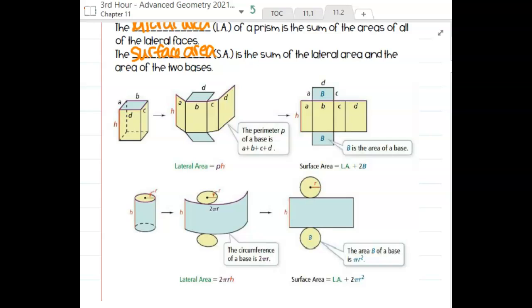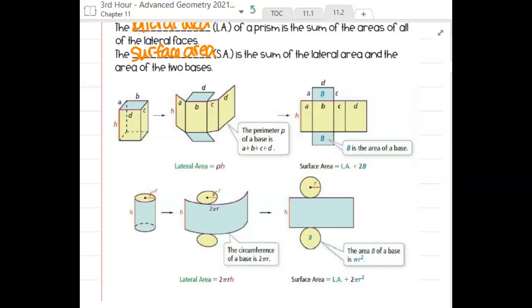Once you straighten it out, it's going to be a straight line. So to find the area of what's in yellow up here, I need to find the area of a rectangle. Well, to find the area of the rectangle, it's length times width, base times height. The height is just the height of the prism. So to find the height of the lateral area, it's just the height of the prism. So to find the area of the rectangle, it's base times height.